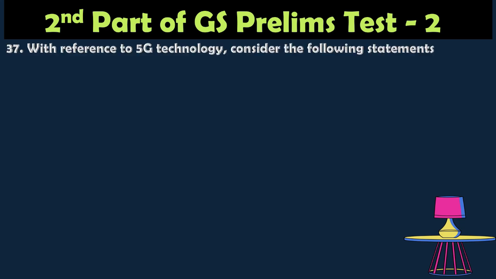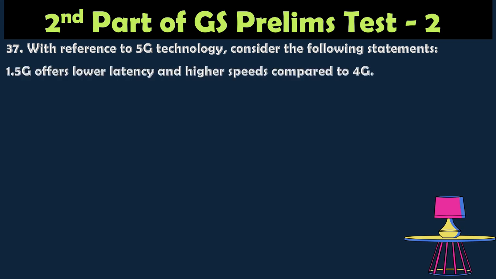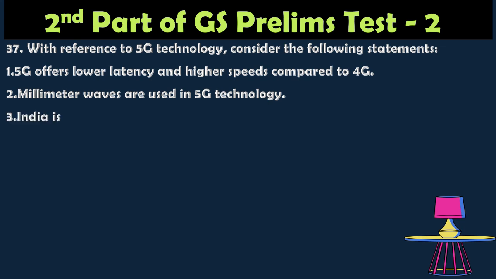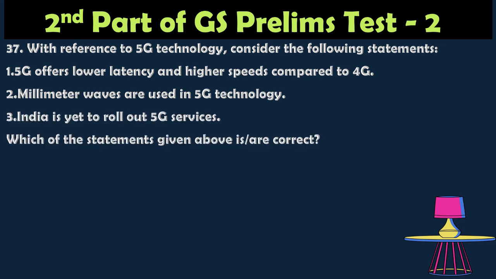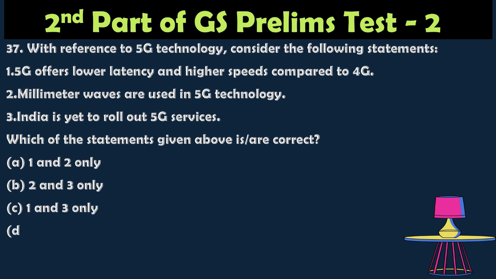With reference to the 5G technology, consider the following statements. One, 5G offers lower latency and higher speeds compared to 4G. Two, millimeter waves are used in the 5G technology. Three, India is yet to roll out the 5G services. Which of the statements given above is right? Option A, 1 and 2 only. Option B, 2 and 3 only. Option C, 1 and 3 only. Option D, 1, 2 and 3.